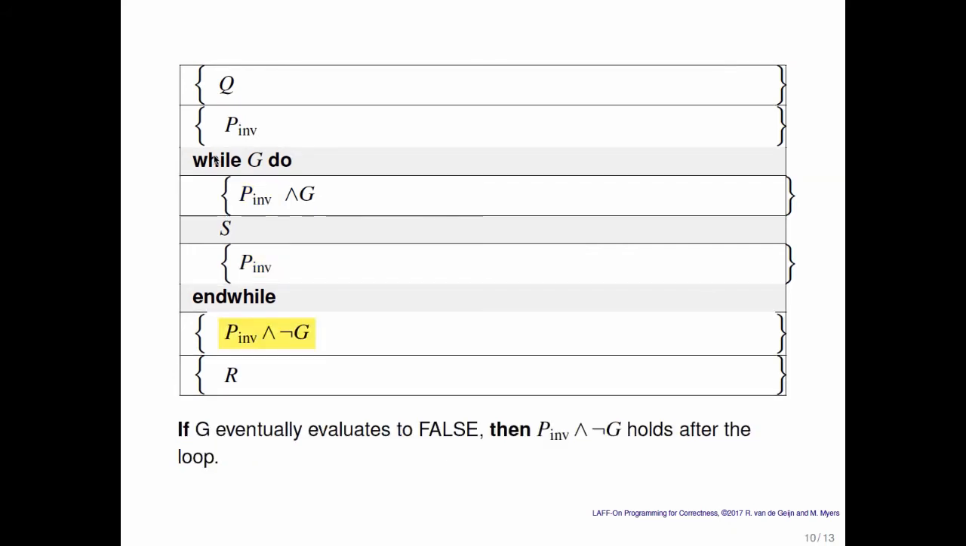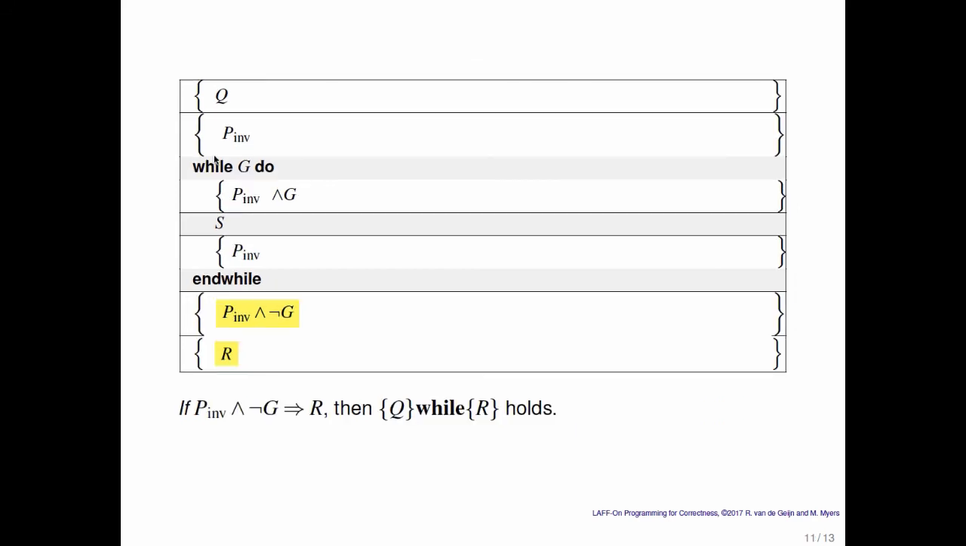Eventually, hopefully, the loop guard becomes false, at which point we come out of the loop, but notice that we knew that at the bottom of the loop, after statement S, the loop invariant was true, and therefore we can conclude that the loop invariant is true after the loop, but now also the loop guard is false. If we can then show that the fact that the loop invariant holds and the loop guard is false implies R, then we know that this code segment is correct.